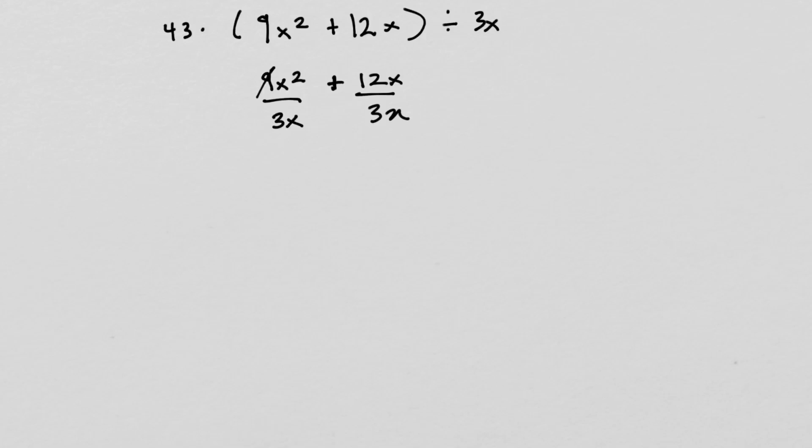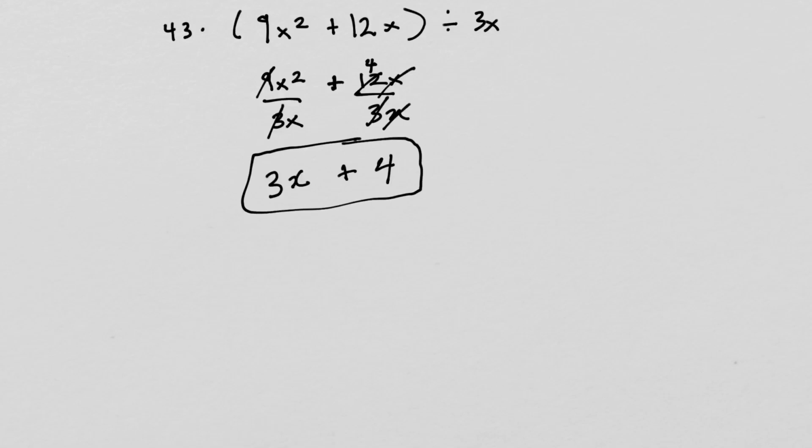9 divided by 3 is 3. x squared divided by x is x. 12 divided by 3 is 4. The x will cancel out. So we have 3x plus 4 as our final answer.